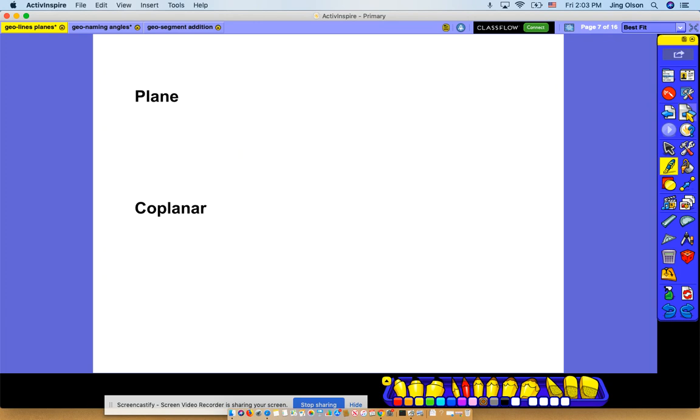Plane and coplanar. A plane is a flat surface that can extend forever. Okay, a flat surface can extend forever.